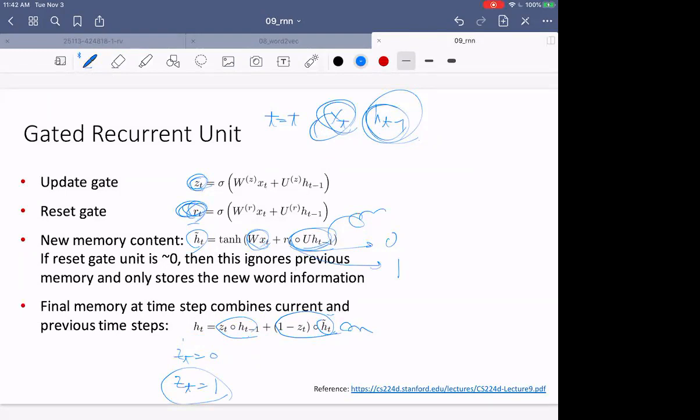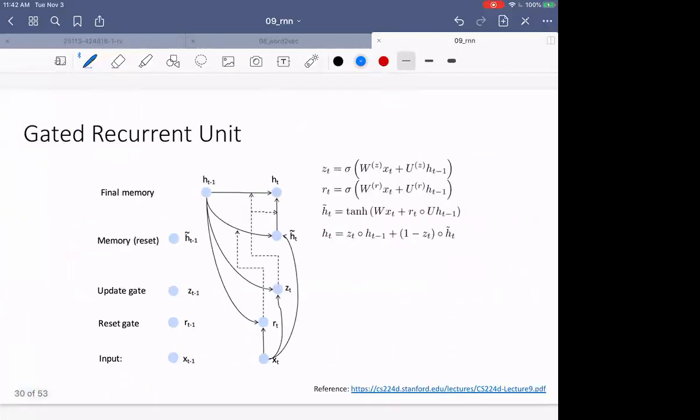If ZT equals 1, it's just copy paste and copy paste. If ZT equals 0, then you are actually reflecting the new information, but which is the new information is again controlled by RT. So it's a bit complicated, but you can see how they all come together. So XT, there's R gates and HT tilde, and then this is how you arrive at the output. It's a bit of a complicated diagram.